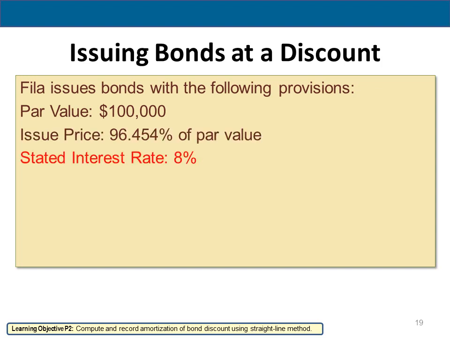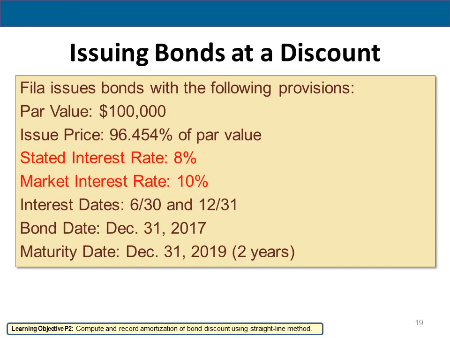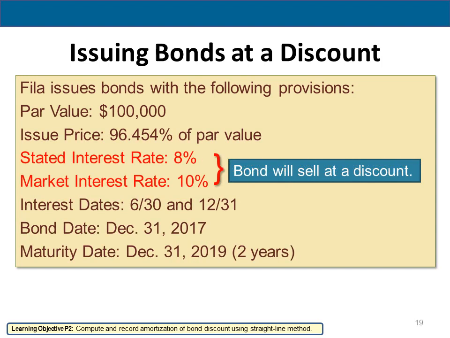So a bond is issued at discount when it is sold for a price less than its par value. So let's take here the example that we have. FILA issues bonds with the following provision: par value $100,000. Par value, this is the face value, the principal amount that the company will borrow from the investor, and should be repaying that amount at the maturity date.